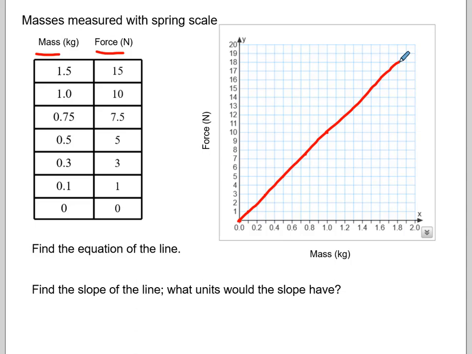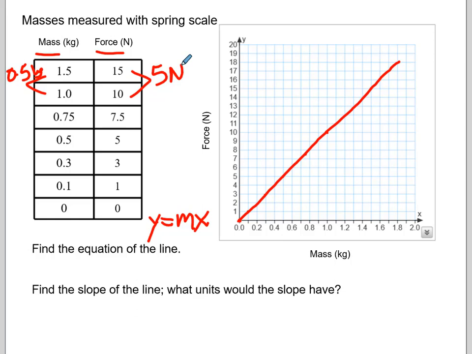If I asked for the equation of the line, we would see this is direct variation. So we know this is going to be some form of y equals mx. If I could find the slope of this line, that would be really helpful. I'm going to use my grade 9 techniques of finding slope. We have a difference of 0.5 kilograms and a difference of 5 newtons.